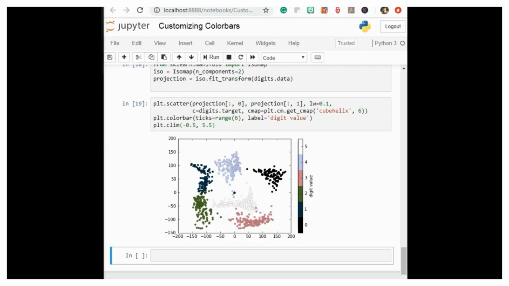This observation agrees with our intuition, because 5 and 3 look much more similar than do 0 and 1.